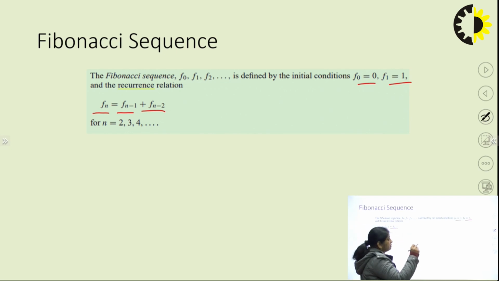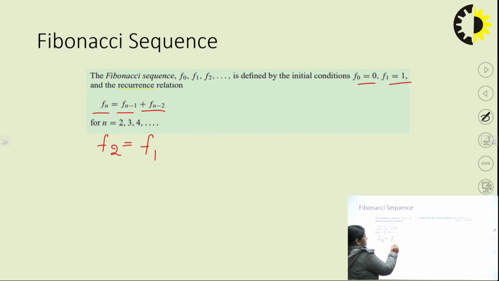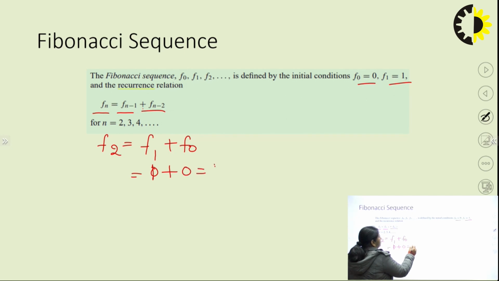The 0th term is given as 0, the 1st term is given as 1, and the 2nd term I can calculate from this recurrence relation. What will be my next term? That is F2. It will be F2 minus 1, meaning F1, plus Fn minus 2, meaning F0. So, my next value will be, what is F0 given? 0, and F1 given 1, so I will get 1. What will be F3? That will be F2 plus F1. It means 1 plus 1, that is 2, and so on.